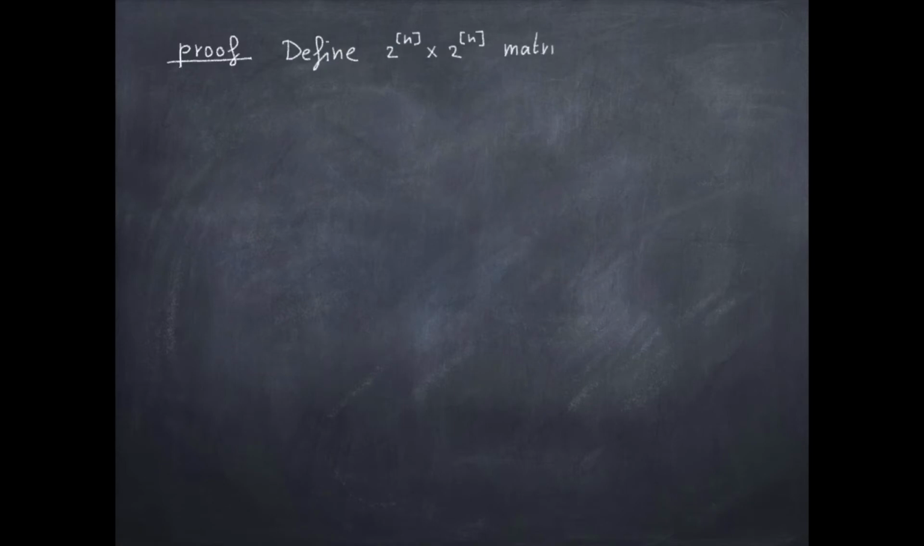Okay, let's have a look at the proof. We start by defining a 2 to the n by 2 to the n matrix M. The rows and the columns of the matrix M will be indexed by all subsets of the set of elements from 1 to n. For row A and column B, we define the corresponding entry of the matrix to be the number of common elements of A and B modulo 2.